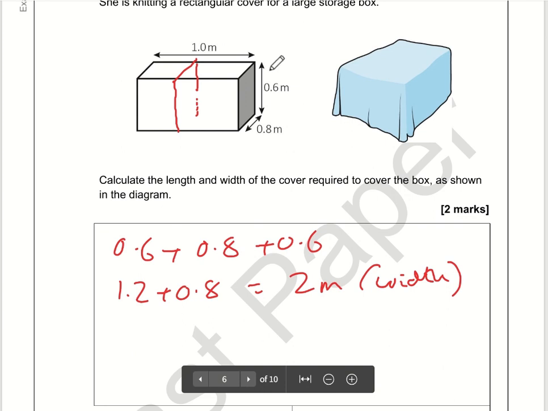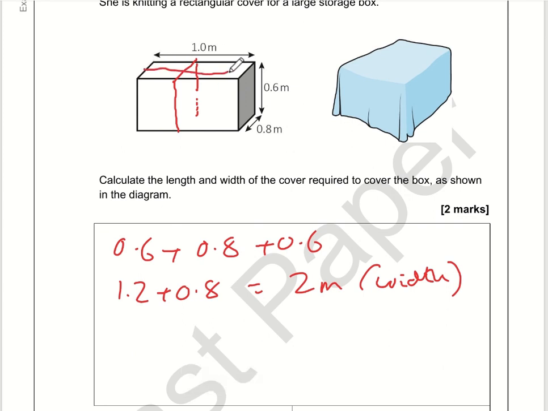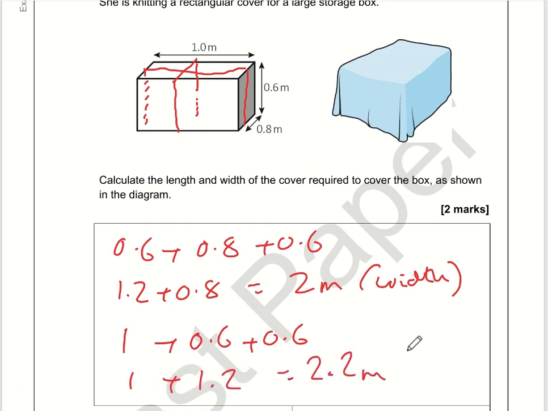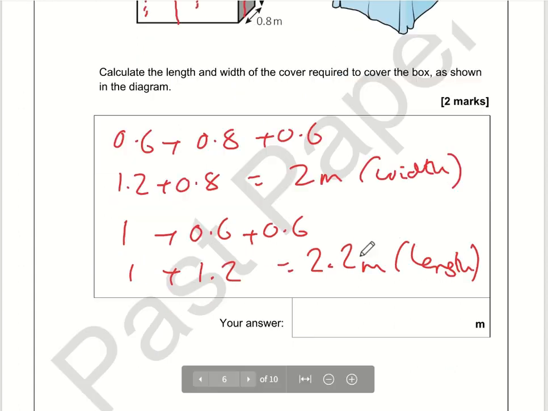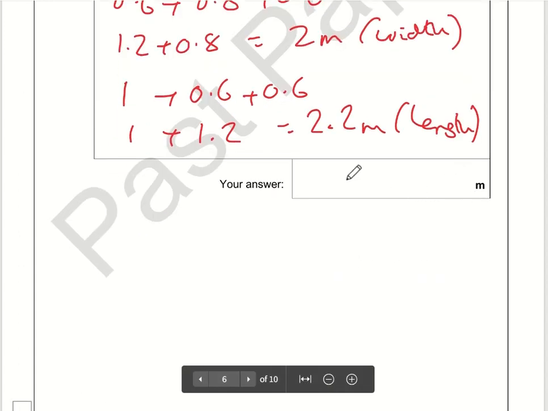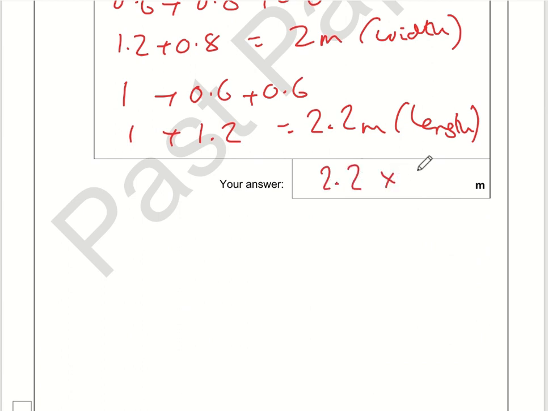And for the length, it's got to cover this, and this. Now, this is 1. That's 1 plus 0.6 plus another 0.6. So that's 1 plus 1.2, which is 2.2 metres, and that's its length. And there we go, we have got that one sorted. Okay, so 2.2 times by 2 metres.